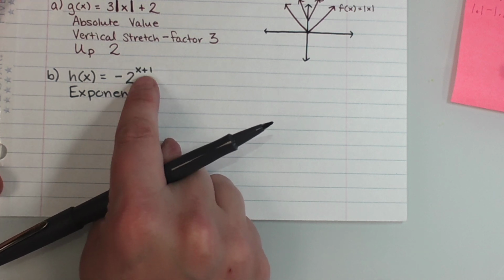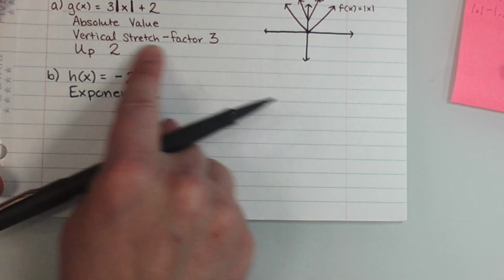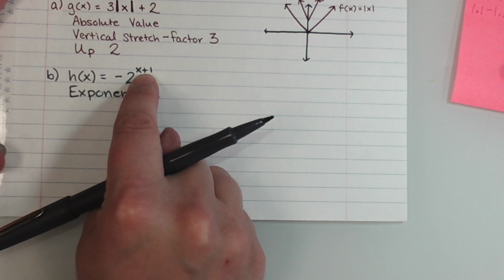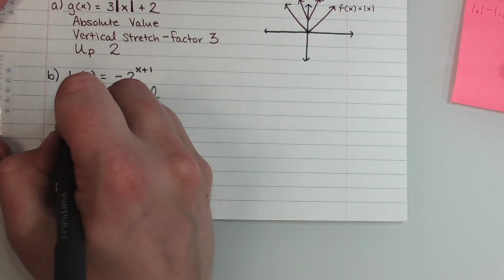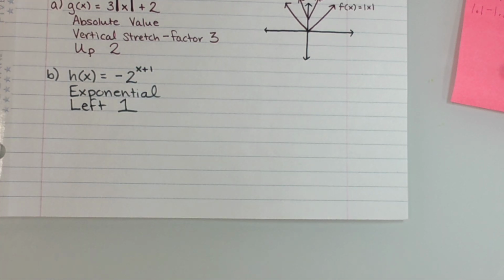If it's up here in the exponent, which is it? Did the plus 1 happen to the entire parent function or just to the x? Just to the x, which means that is the left and right. When it's adding, left. Moved left 1. Specifically translated left 1, but I'm assuming that left means one translation.